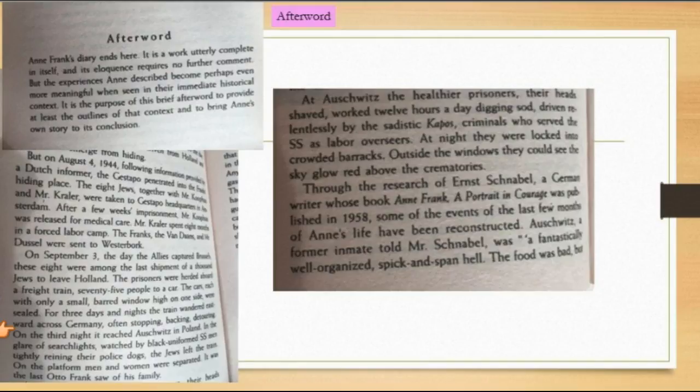That is one of the major concentration camps a lot of you have probably heard of. In the glare of searchlights, watched by black uniformed SS men tightly reining their police dogs, the Jews left the train. On the platform, men and women were separated. It was the last Otto Frank saw of his family.